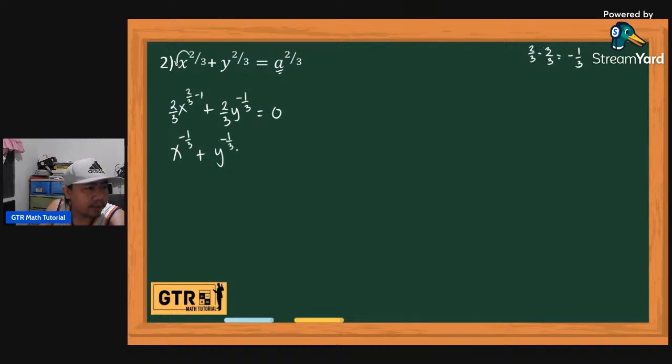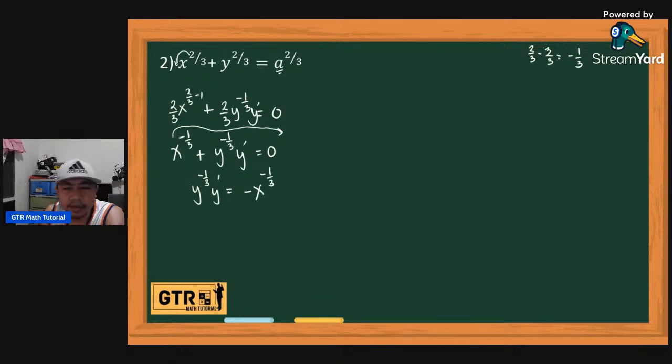We forgot the y prime. So when we differentiate y, it is always followed by y prime. Okay, so equals 0. Solve for y prime. So put x raised to negative 1/3 to the other side. So this will become y raised to negative 1/3 y prime equals, so transpose to the other side, so this will become negative x raised to negative 1/3. Okay? So we have two ways to solve y prime.